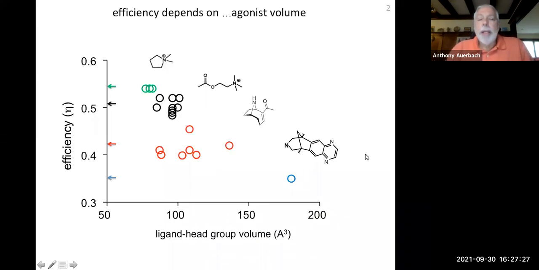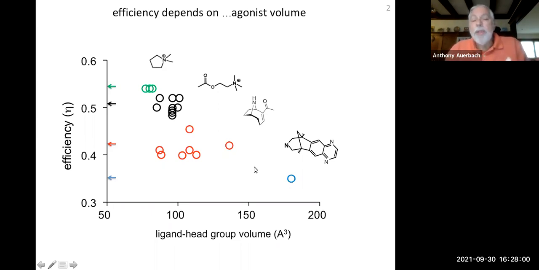All right, let's get back to ACh receptors. It looked to us, just by inspection, that the efficiency changed with the volume of the agonist. So we calculated the volume of the head group, which is a tricky calculation because you don't know exactly where the head group ends. But we see there is this correlation. So size matters. The bigger the agonist, the smaller the efficiency, although it's not a great relationship. There's something more complicated than size going on, but size seems to be one determinant of efficiency.